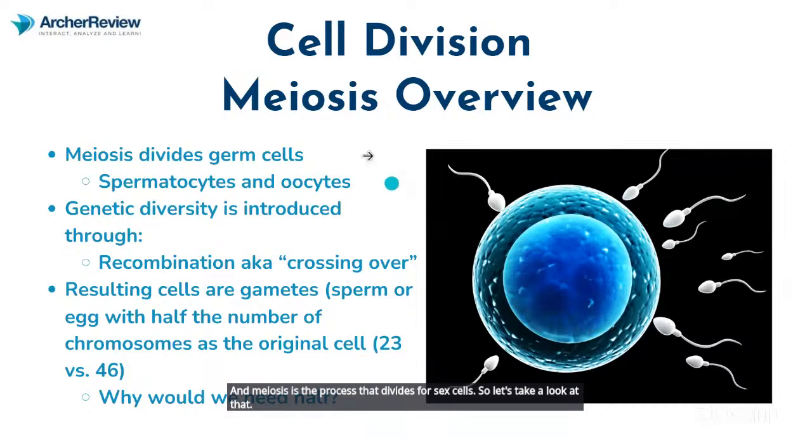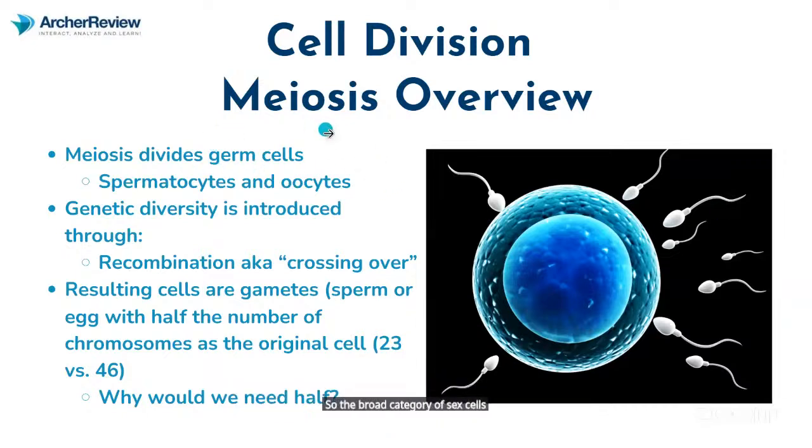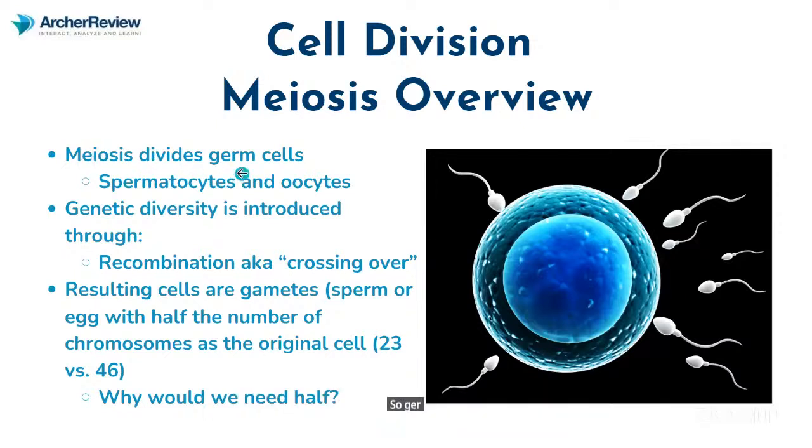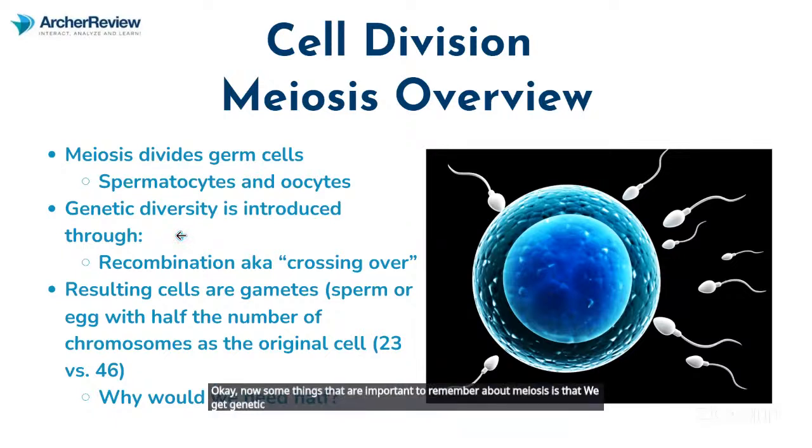So the broad category of sex cells is called germ cells, which I know can be confusing because germ is also another term we can use for pathogen, but it's not the same. So germ cells is the broad category name for sex cells. Spermatocytes for sperm, oocytes for egg cells. Okay. Now, some things that are important to remember about meiosis is that we get genetic diversity in meiosis.